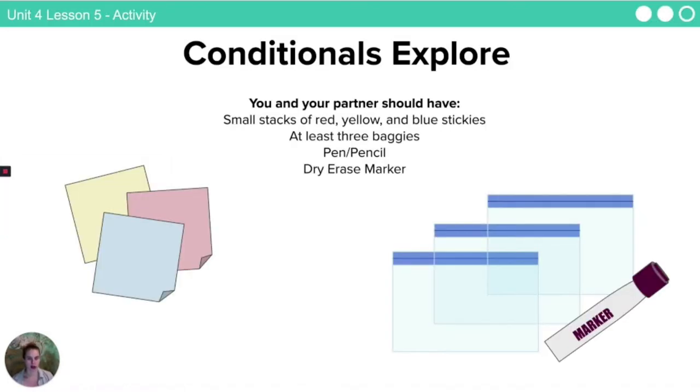So to get started, you are going to need a small stack of red, yellow, and blue stickies, like these. If you don't have these colors, that's totally fine. You could pick three different colors, but we're going to use the two colors that you used last time to describe strings and numbers, and then we're going to need an additional color because we're actually going to add an additional type to our knowledge base.